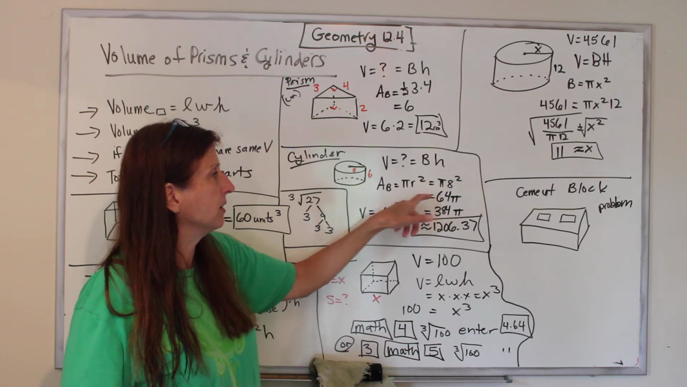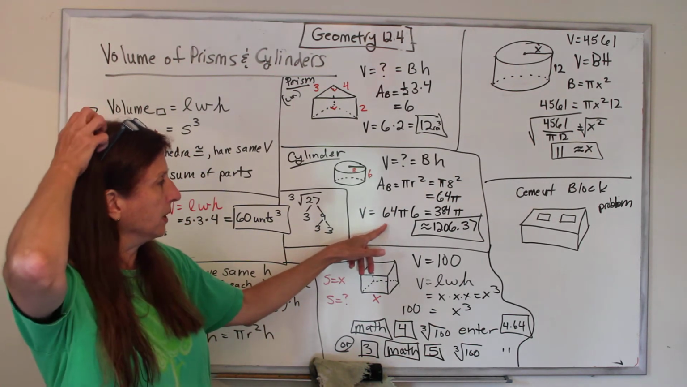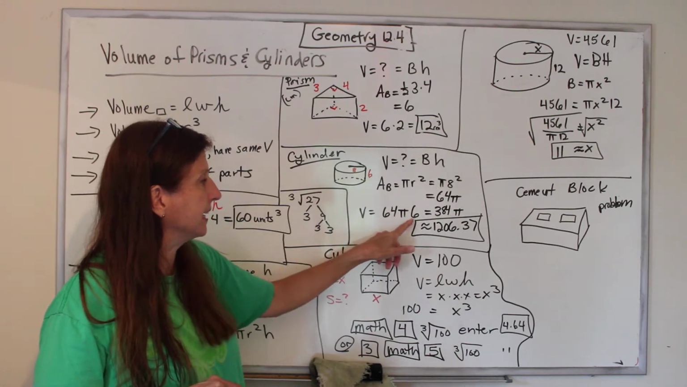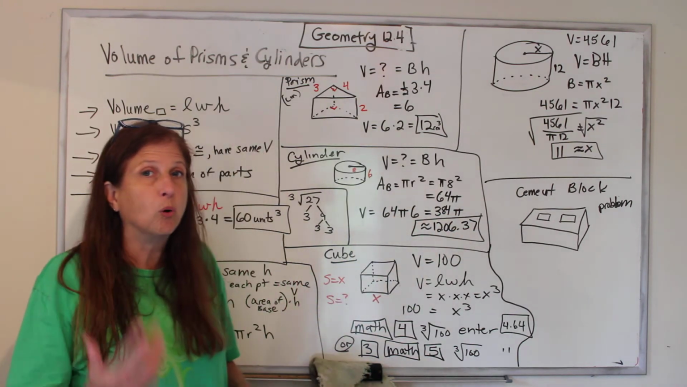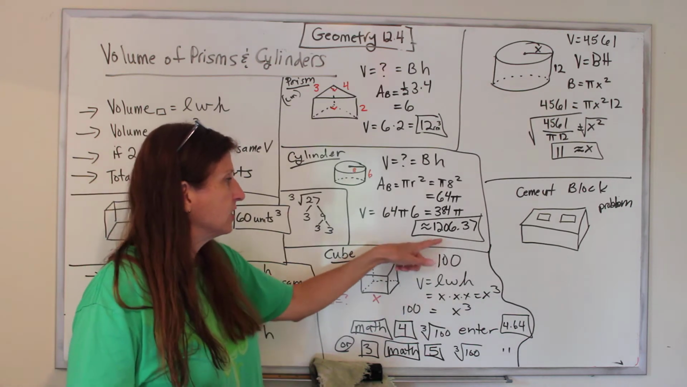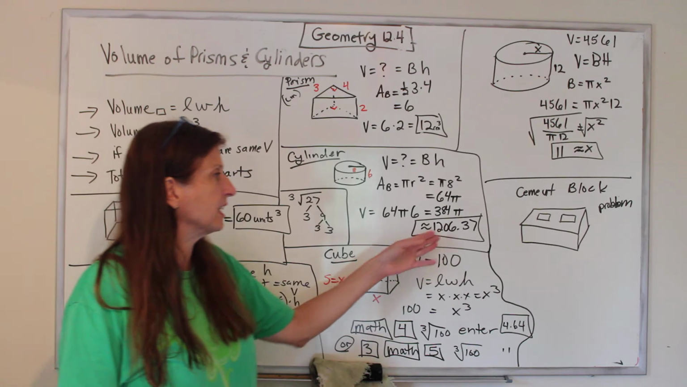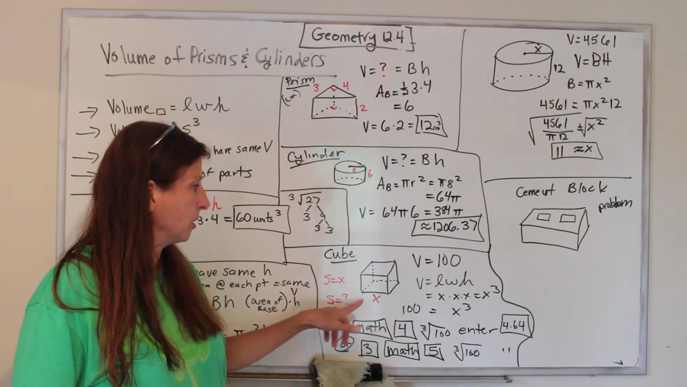Pi times 8 squared is 64 pi. Now I can put that in my volume formula, which is base times height. 64 pi times the height, which is 6, is 384 pi, which is really considered the more correct answer because it's not rounded. But nobody knows what that is. So put it in your calculator and you can see that it's about 1,206.37 cubic units.